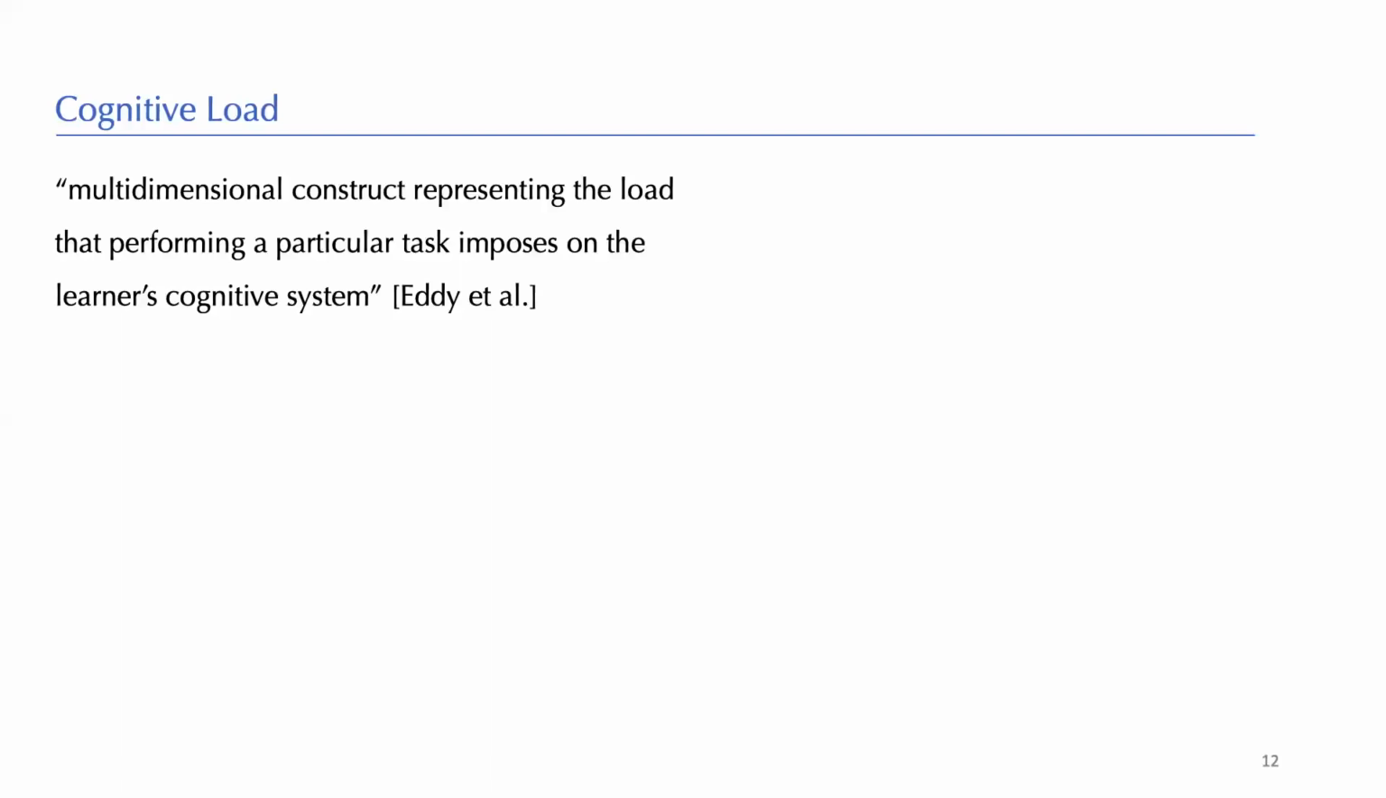Cognitive load can be defined as a multidimensional construct representing the load that performing a task has on the cognitive system. In other words, it measures how much effort is required to undertake a task. While this metric is not as commonly used compared to speed and accuracy, it is useful to paint a complete picture of Bayesian reasoning.